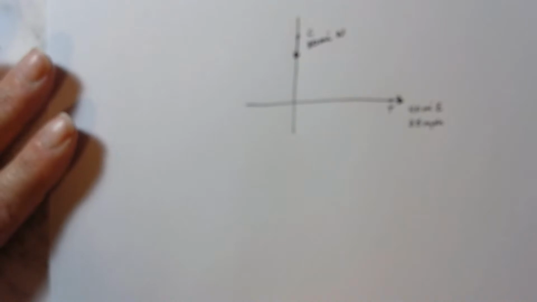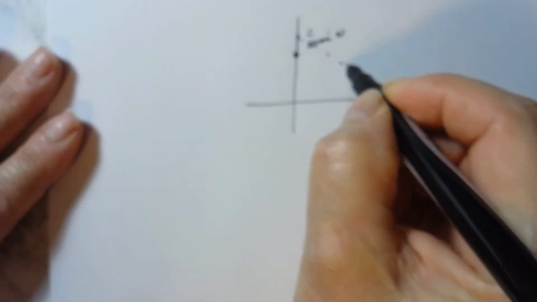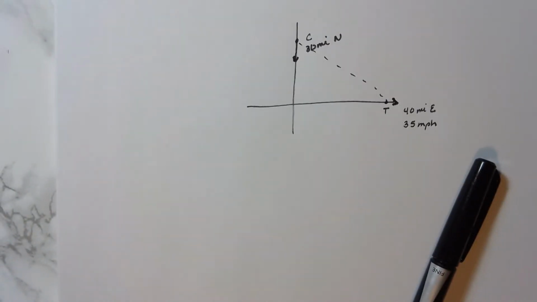Okay. So we want to know, is this distance here going to decrease between them? And again, this is always going to be a right triangle problem. And here's another thing.